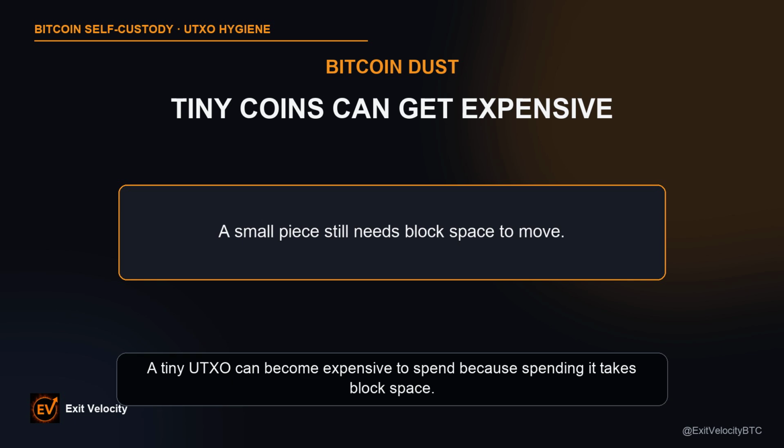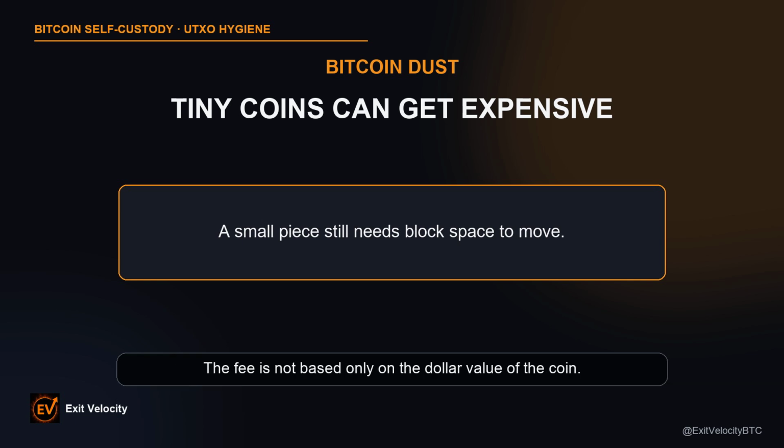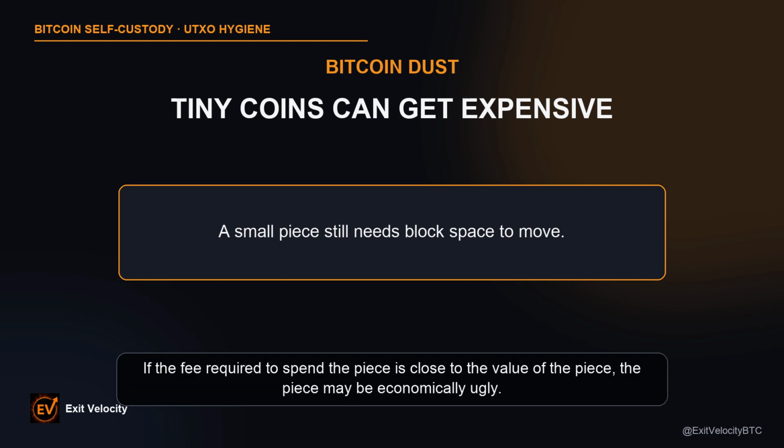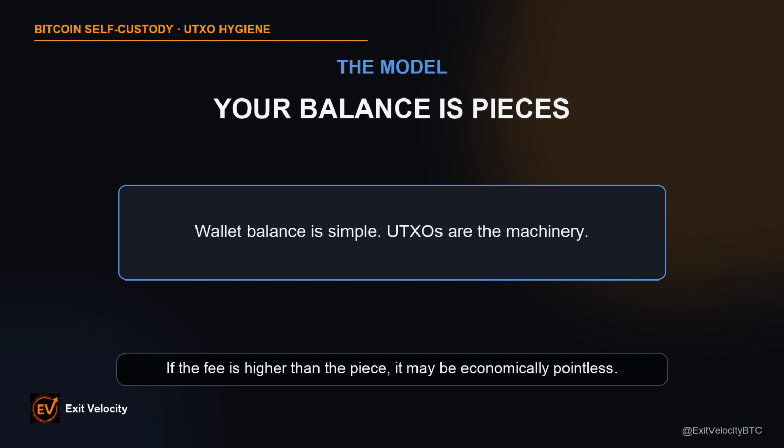The beginner version is simple. A tiny UTXO can become expensive to spend because spending it takes block space. The fee is not based only on the dollar value of the coin. The fee is based on transaction size, and transaction size depends partly on inputs. So a small UTXO still needs data to be spent. If the fee required to spend the piece is close to the value of the piece, it may be economically ugly. If the fee is higher than the piece, it may be economically pointless. That is why people call it dust. It is technically yours, but moving it may cost more than it is worth.